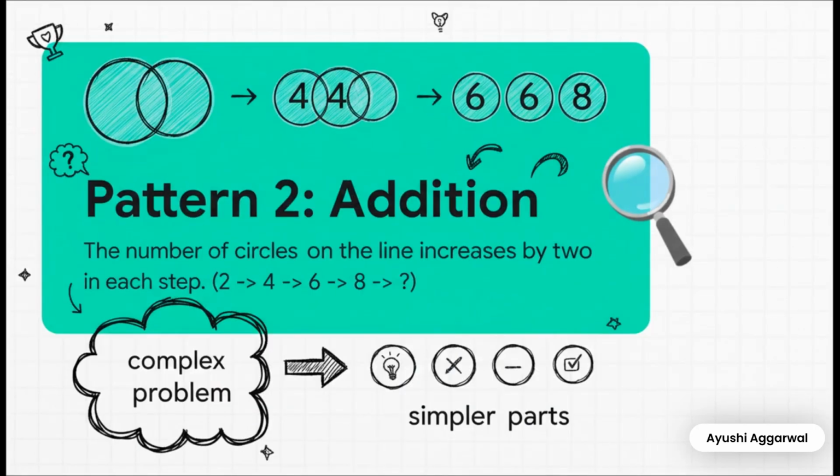And the second pattern, oh, this one's a piece of cake. It's all about the circles. In the first figure, there are 2 circles, then 4, then 6, and then 8. Clearly, 2 circles are being added in every step. This just shows how breaking down a complex problem into smaller parts makes it so much easier to solve.